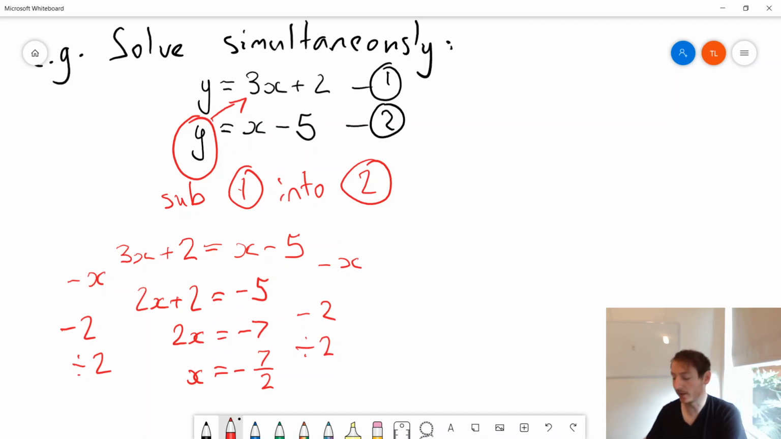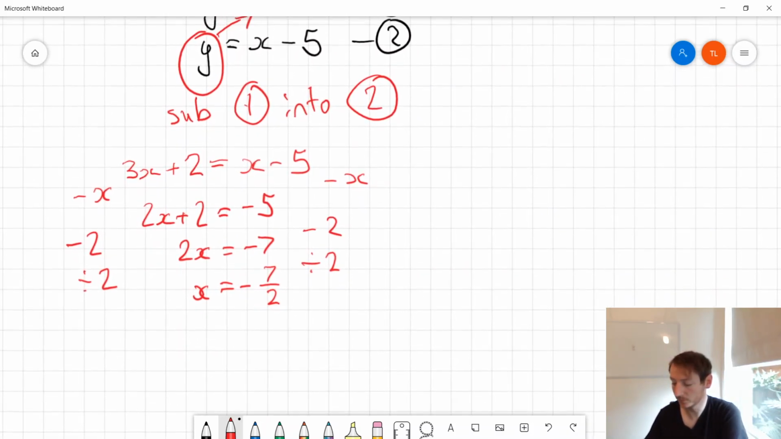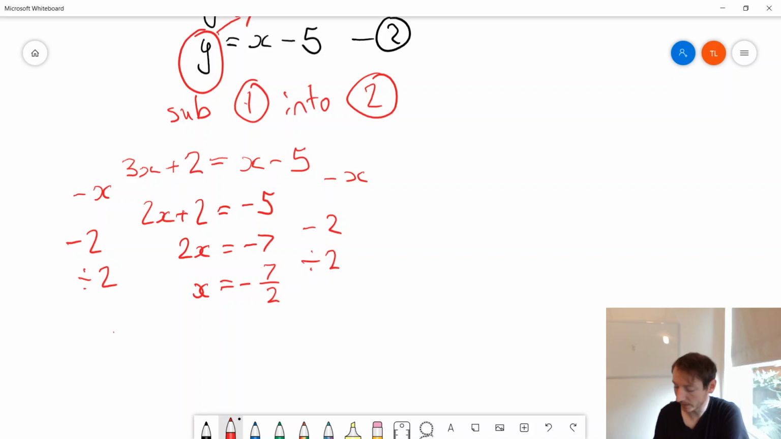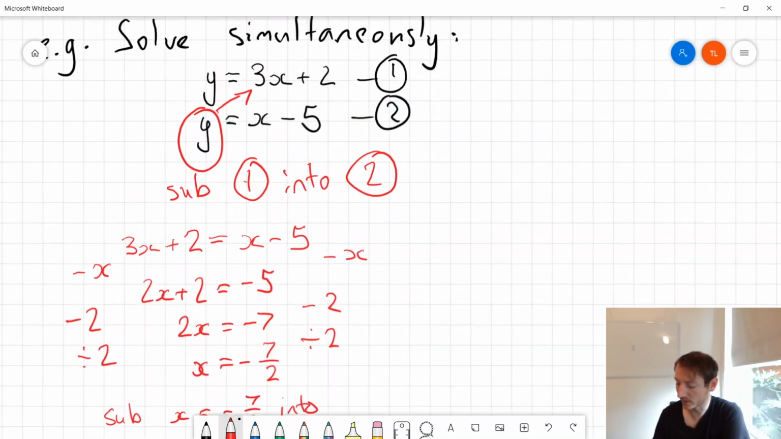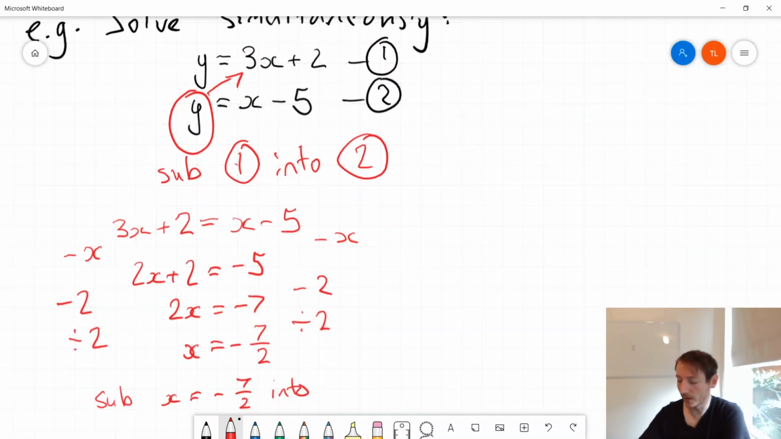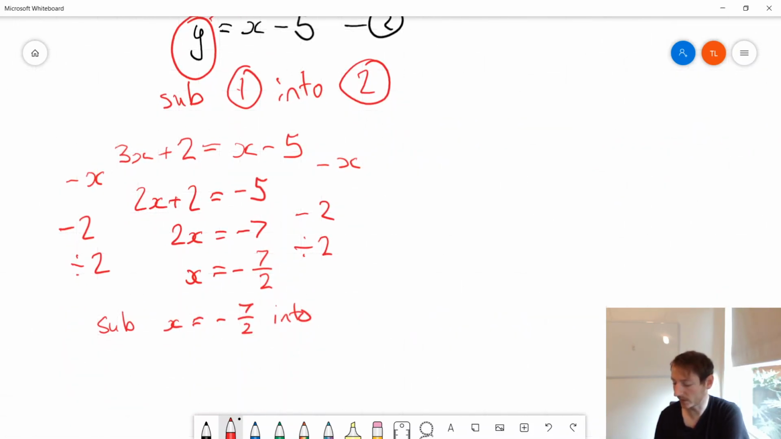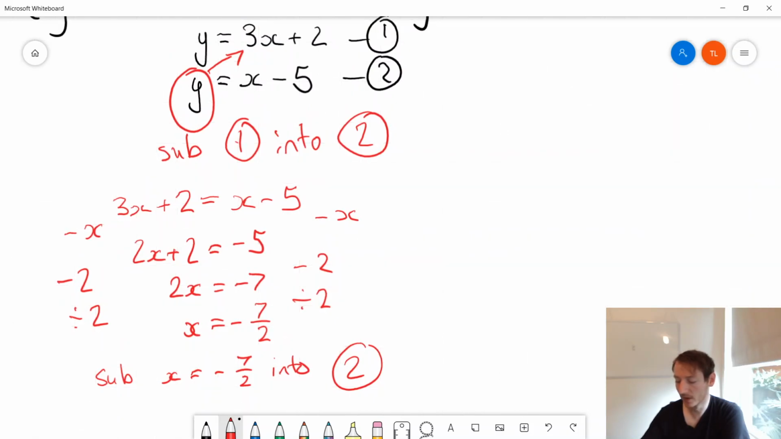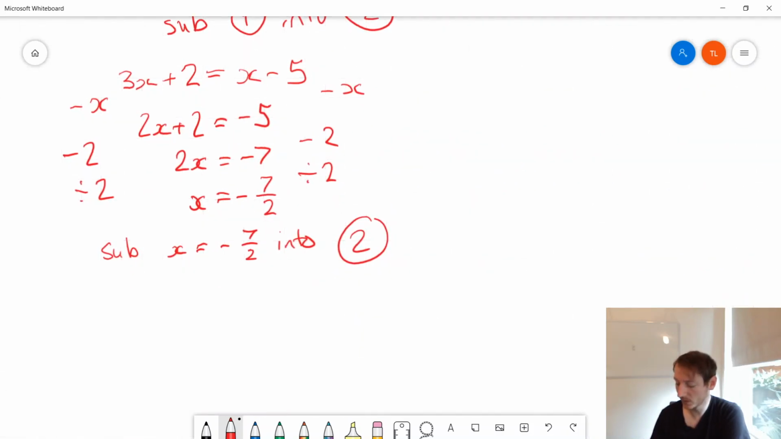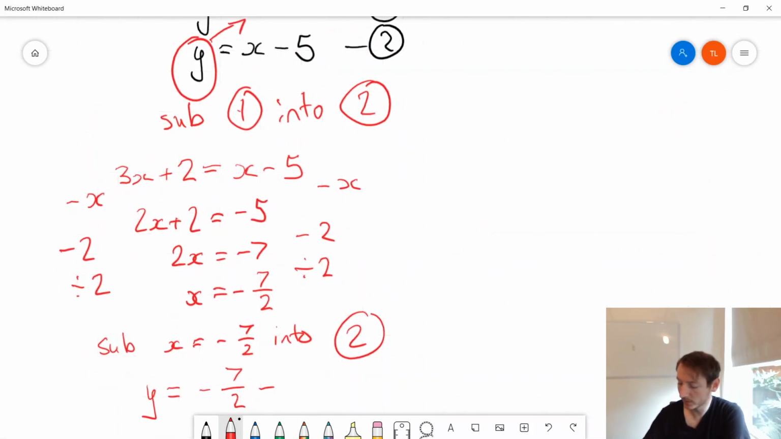Alright, at that point I've done half of it. I found half the solution. Then what I'm going to say is sub x equals negative 7 over 2 into, and it's your choice, put it back into 1 or 2. I'm going to put it into number 2 because there's only one x there, so it gets a bit easier. So if we know x is negative 7 over 2, I don't need to write x anymore. I can say y equals negative 7 over 2 minus, was it 5? Yep, negative 7 over 2 minus 5.